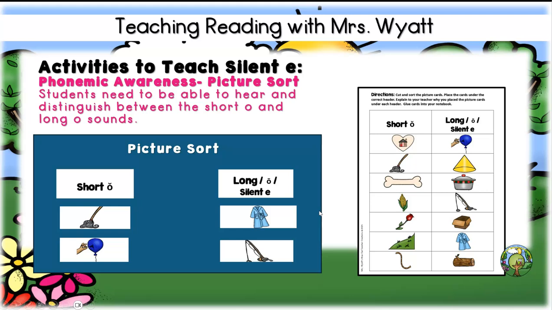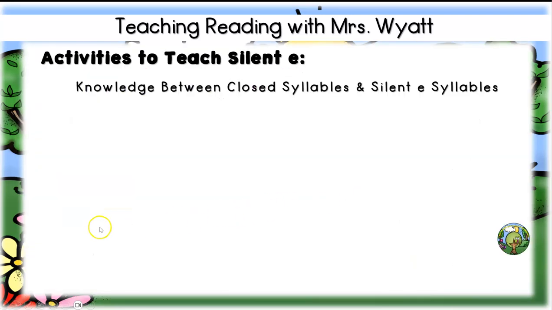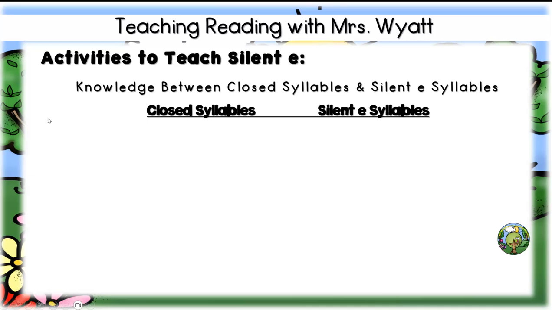Once you know that students are able to distinguish between the short and the long vowel sounds, then you can move to other activities to help them be able to read and spell. So knowledge between closed syllables and silent E syllables. So you have a closed syllable, you're going to have a vowel consonant pattern. In a silent E syllable, you're going to have that vowel consonant E.